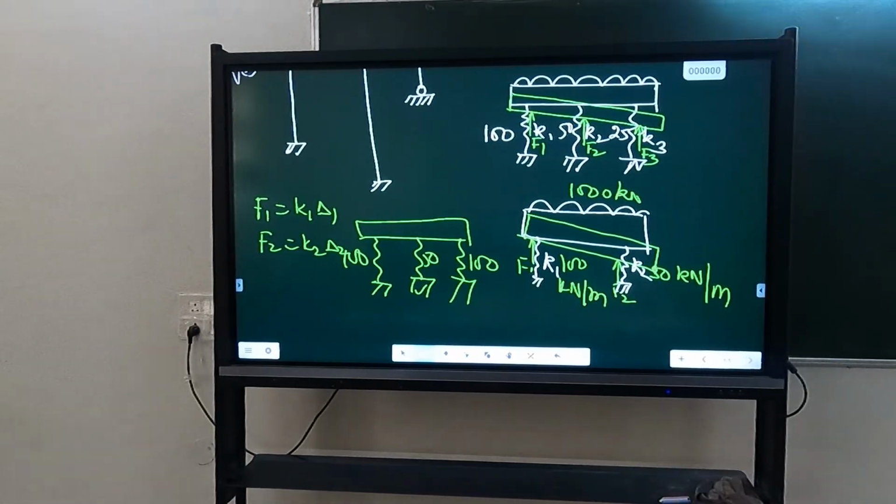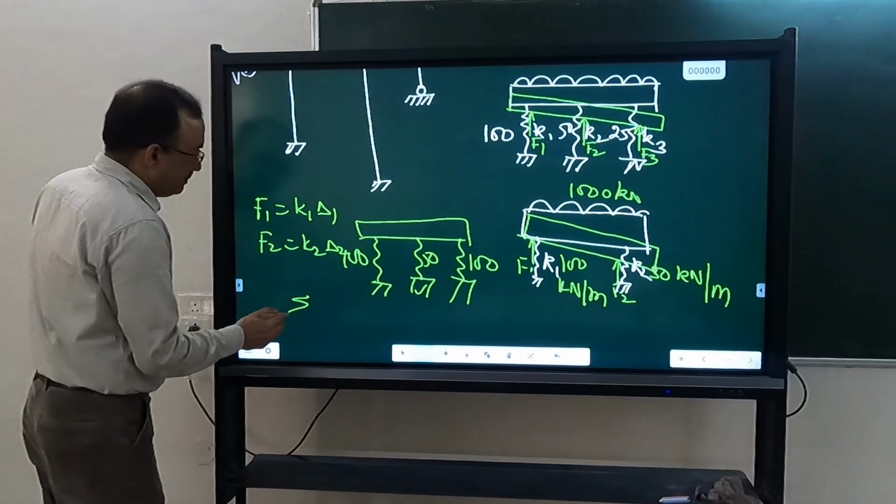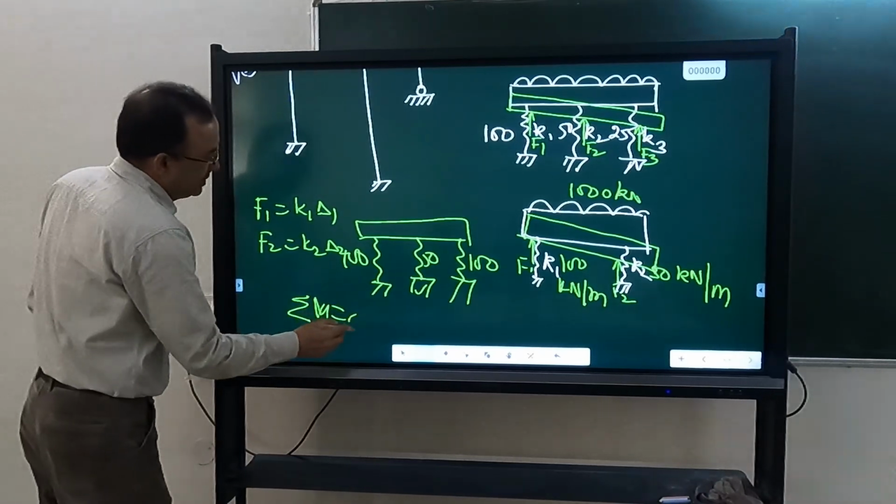The force remains the same, determined by the stiffness and weight. So the displacement will adjust in such a way that the force remains the same. Force has to be the same. Why does force have to be the same? From the equilibrium condition. What is the equilibrium condition? That moment about any point has to be 0.